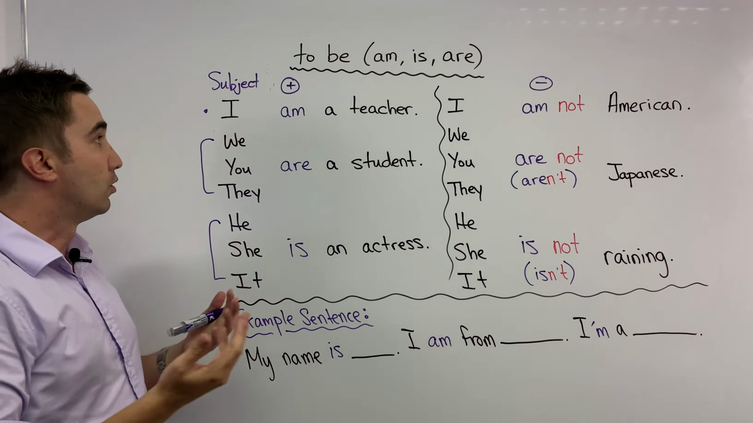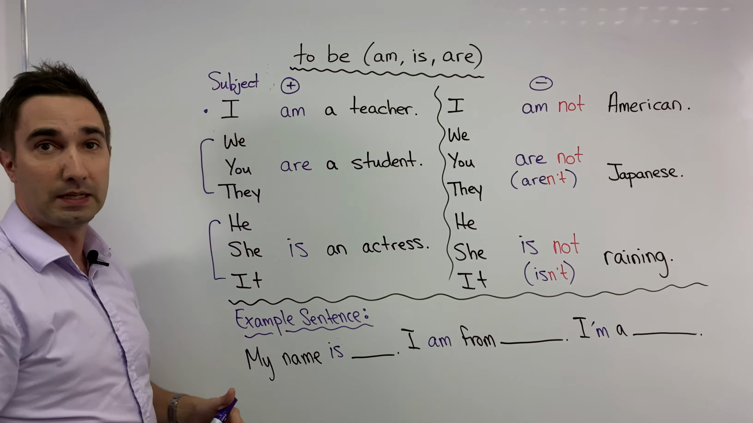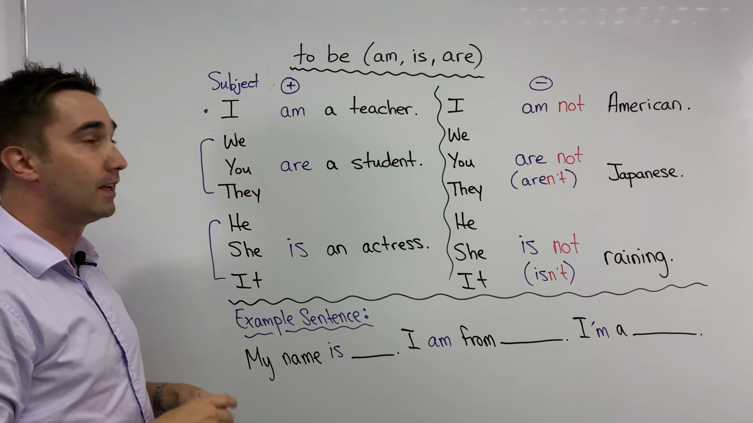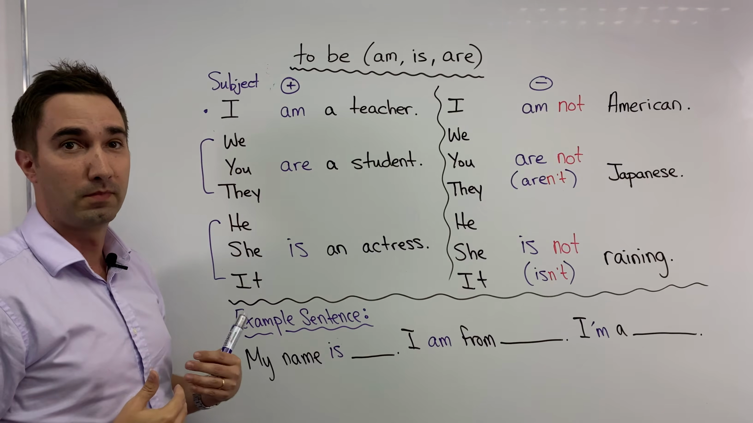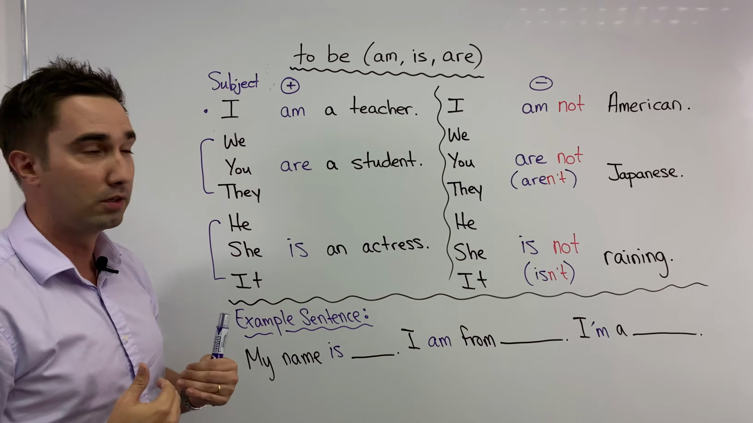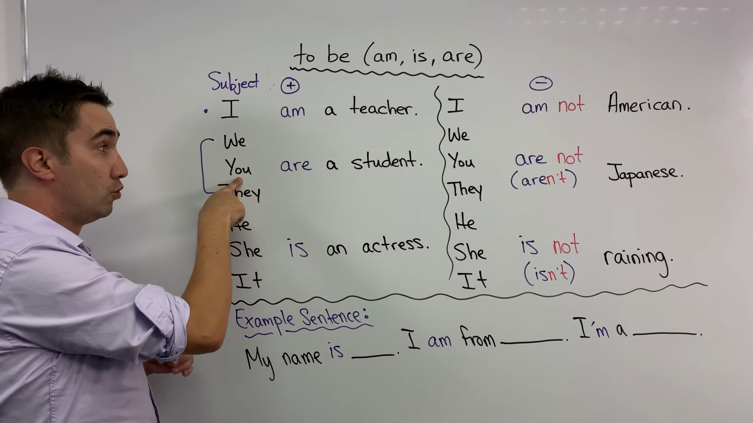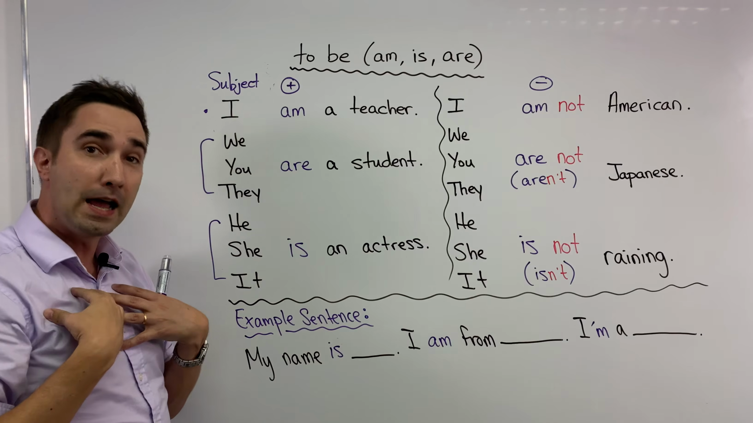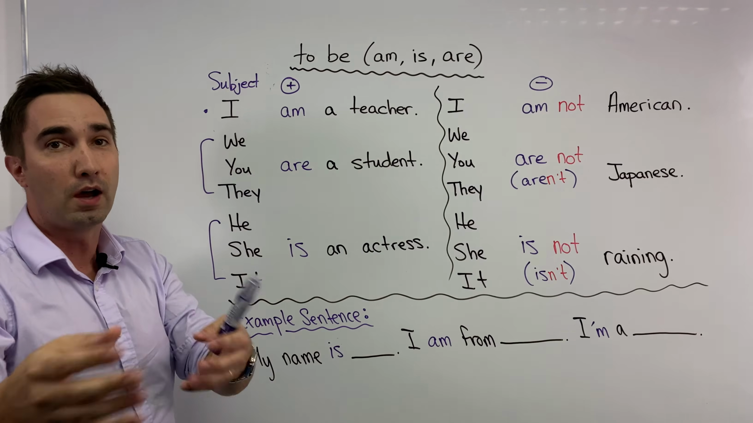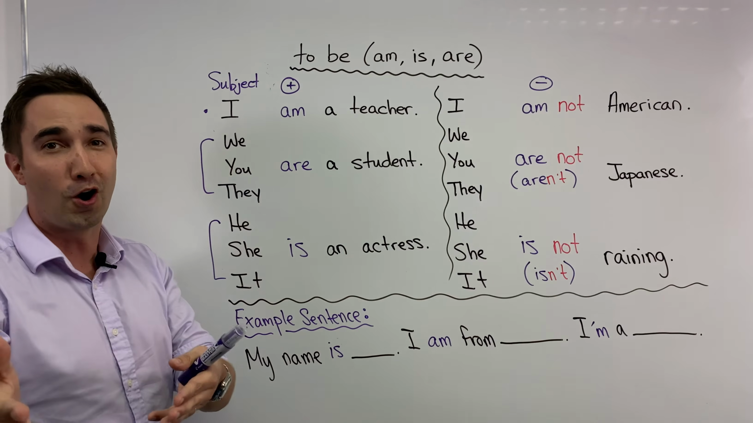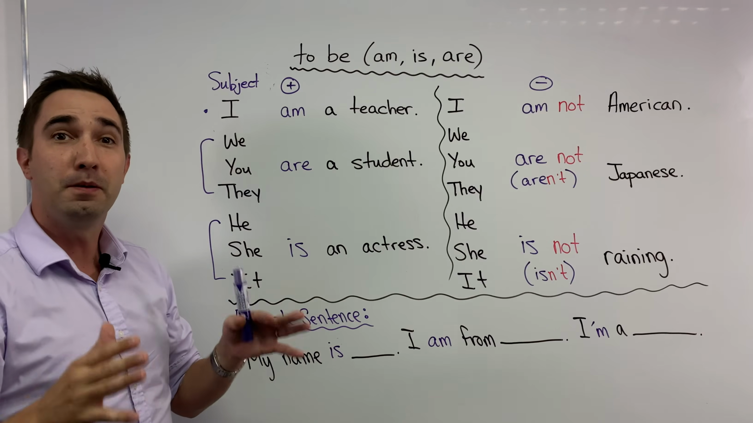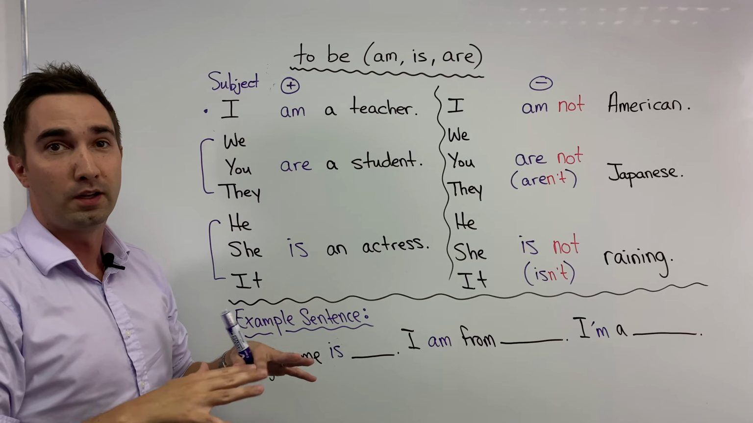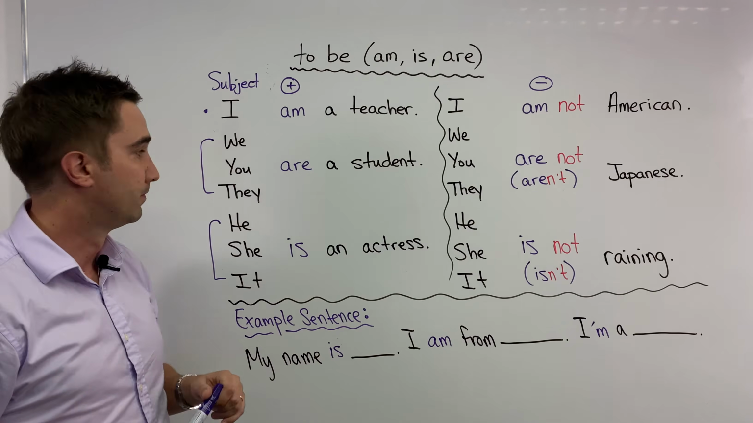All right? So with am, we use the subject I. I am a teacher. You are a student. So I am, you are. Again, this is very basic, but it's really important for low level English learners.